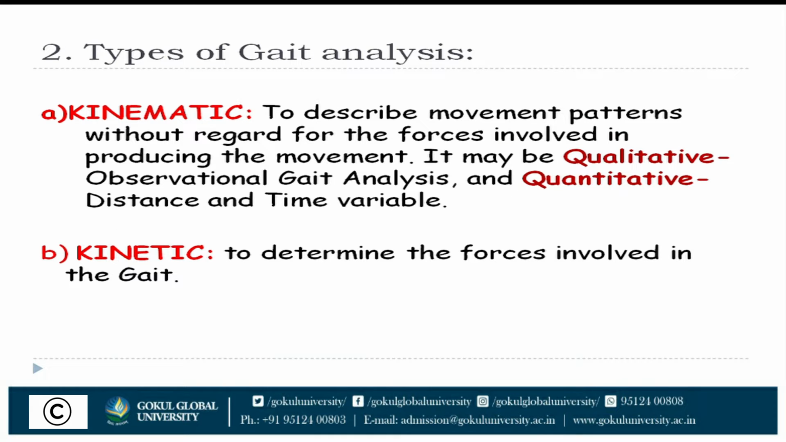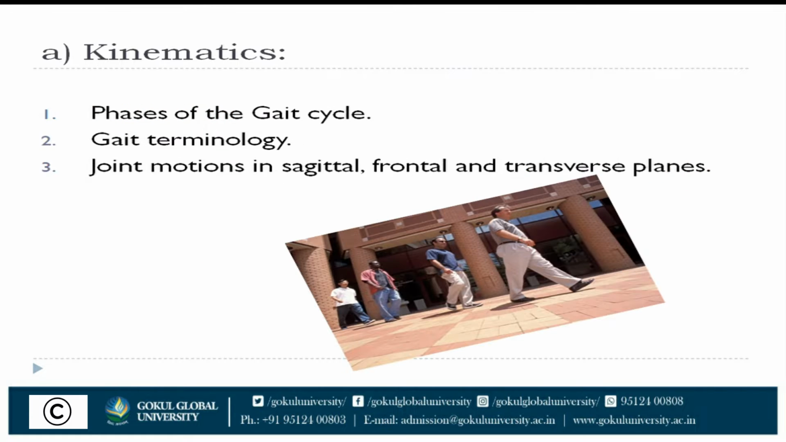Now, two types of gait analysis: kinematic and kinetic. What is kinematic? It describes movement patterns without regard for the forces involved in producing the movement. It may be qualitative observational gait analysis, and quantitative distance and time variables. And what is kinetic? It determines the forces involved in gait. Under kinematics: first, phases of gait cycle. Second is gait terminology. Third is joint motion in the sagittal, frontal and transverse planes.